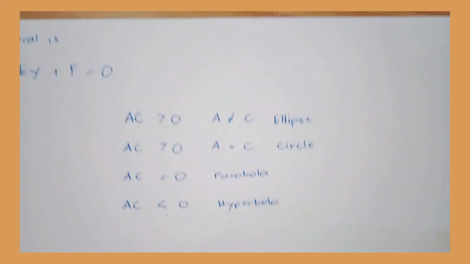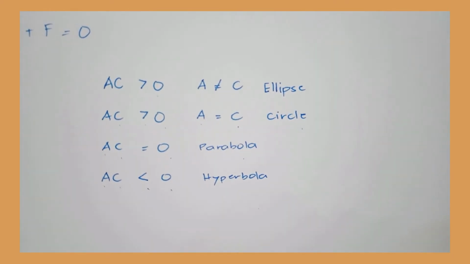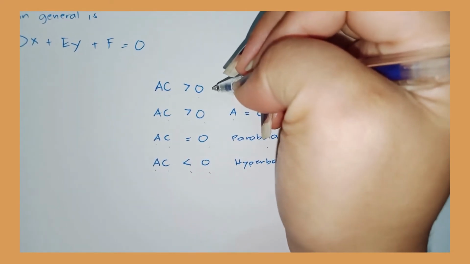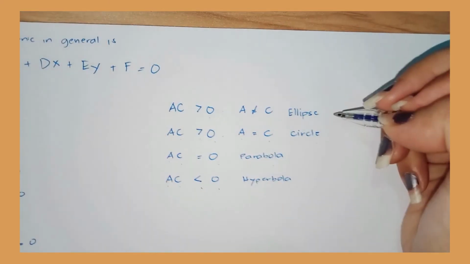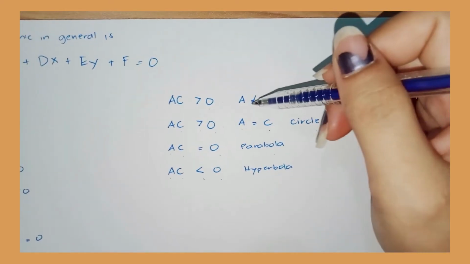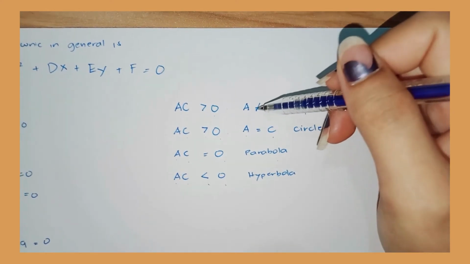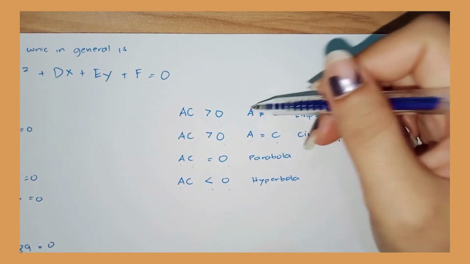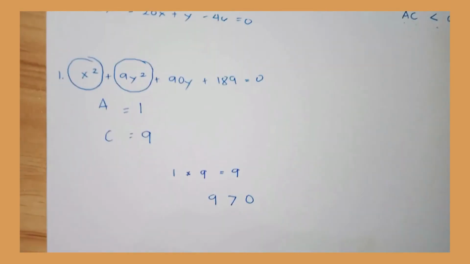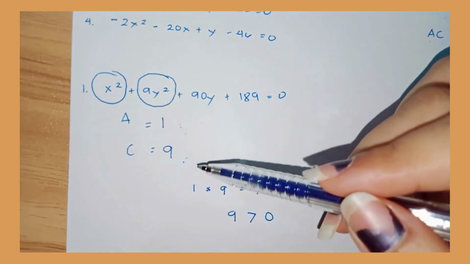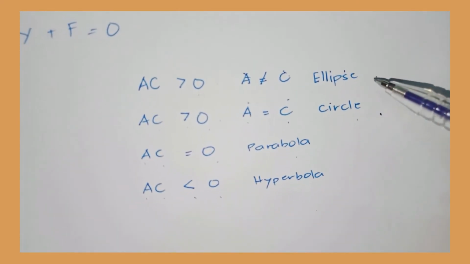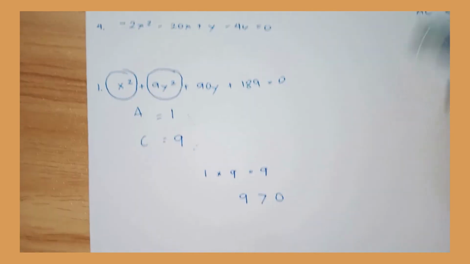Tingnan natin yung example kanina. Alin ba dyan yung greater than? So, ito yung greater than 0. Dalawa lang yan. Ito or ito. So, it's either ellipse or circle. Kaso, meron pa tayong condition. Sabi niya dito, dapat si A less than or not equal to C. Kapag hindi sila parehong number, ellipse. Pag pareho sila, circle. Balikan natin dito. Pareho bang number ito? No. Magkaiba sila, kaya siya ay under sa ellipse. For number 1, the answer is ellipse.